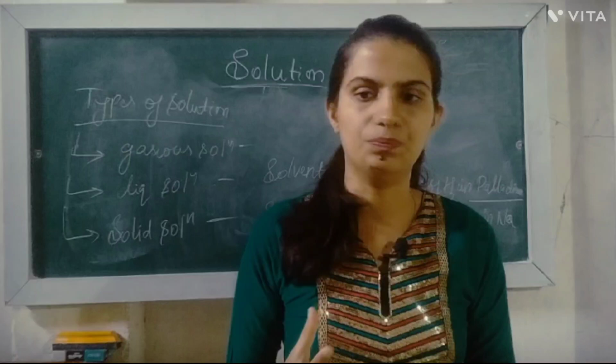Mass percentage. It is denoted by W by W. We'll write the formula for this. We'll make it simple. We don't want to make it complex with the definitions and all. Okay, mass percentage. I'll take an example first.